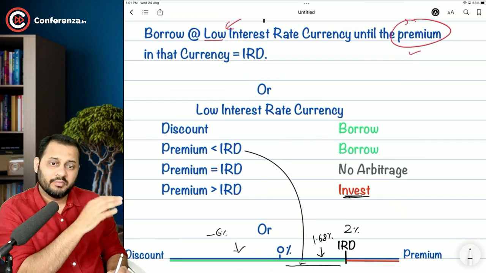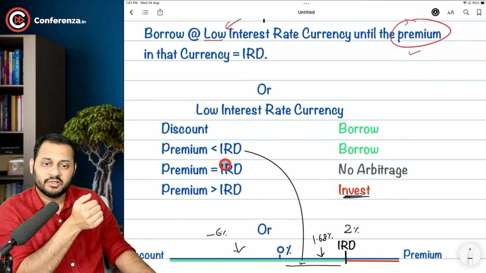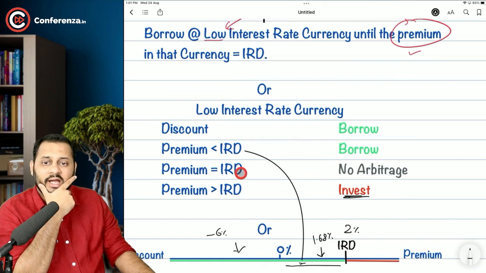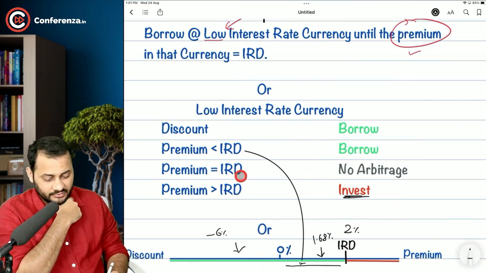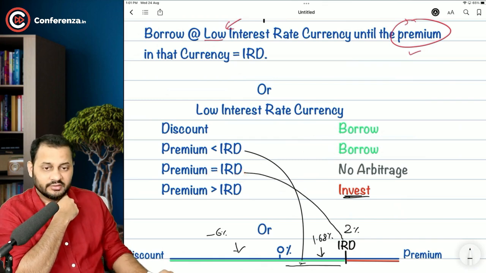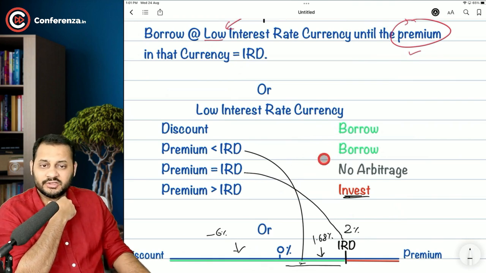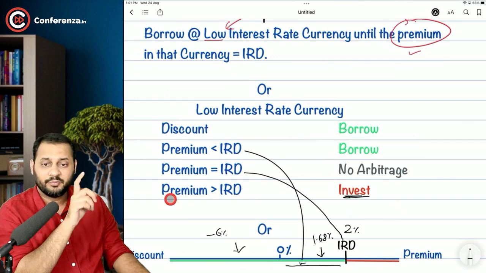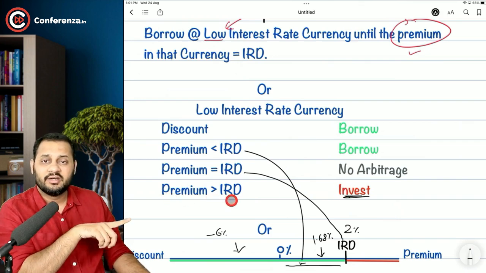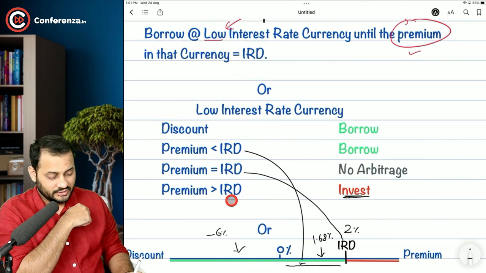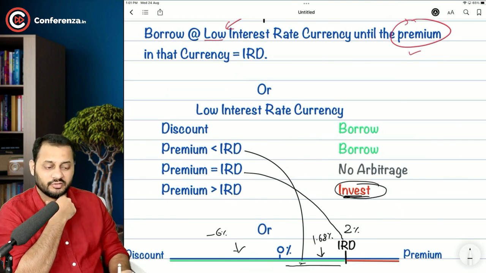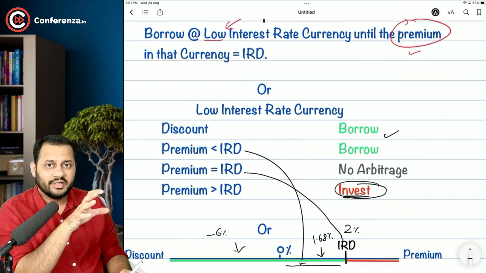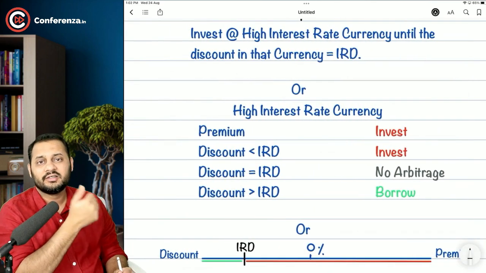It is at premium but less than interest rate differential, that means 1.68%, then still you will borrow at dollar. And if it is equal to interest rate differential, means this phase exactly, that means no arbitrage is possible. And if it is beyond interest rate differential, if the premium is more than interest rate differential, then you will start investing, exactly opposite of what you were expected to do. You can follow low interest rate currency, you can follow high interest rate currency as well.